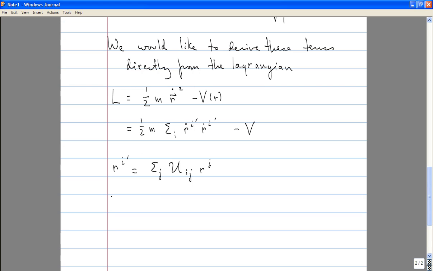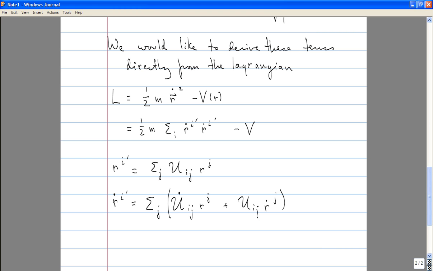If I wanted to compute R_i prime dot, so that I could plug this back into the Lagrangian, I would have the sum of two terms. There's one term, which is U dot_ij R_j, coming from the fact that my coordinate system is rotating, and another term, which is U_ij times R_j dot.